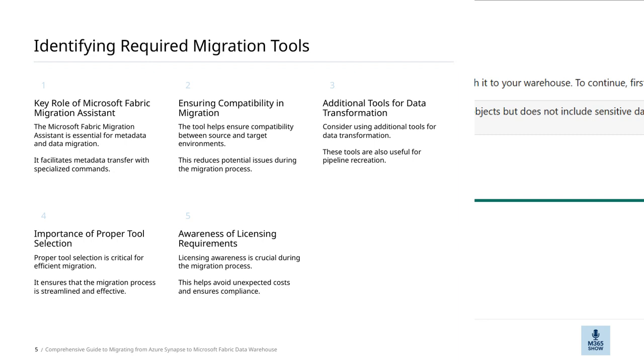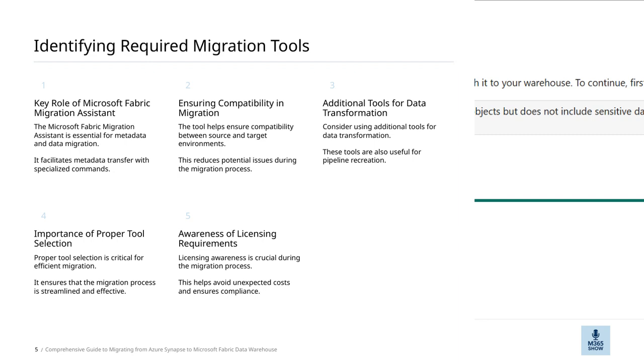It's also important to consider using additional tools for data transformation. These tools not only help with transforming data, but are also useful when recreating pipelines, ensuring consistency and accuracy. Another point to keep in mind is compatibility. Using the right tools helps guarantee that the source and target environments work well together, which minimizes potential problems during migration.